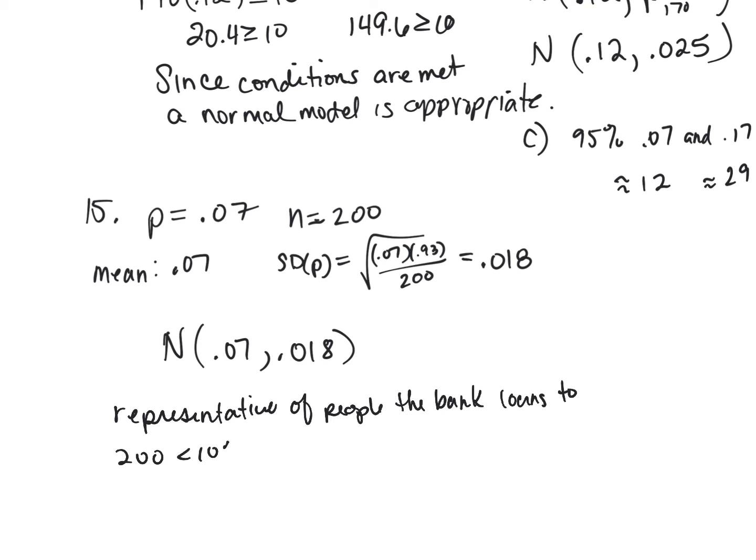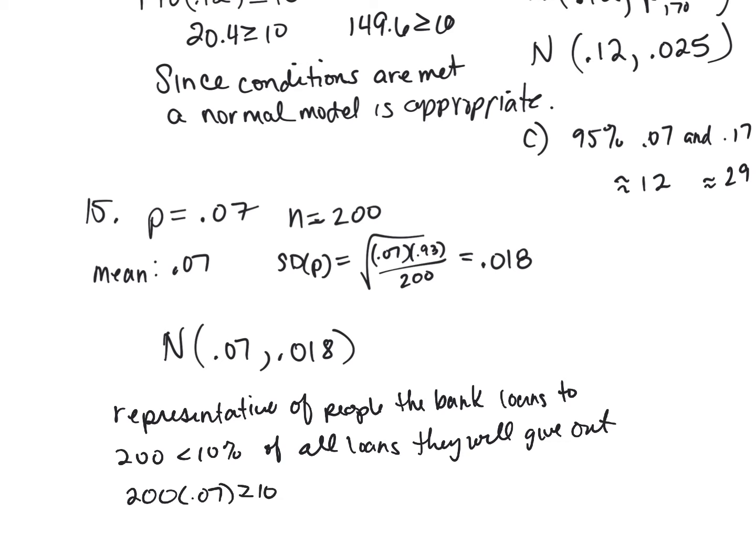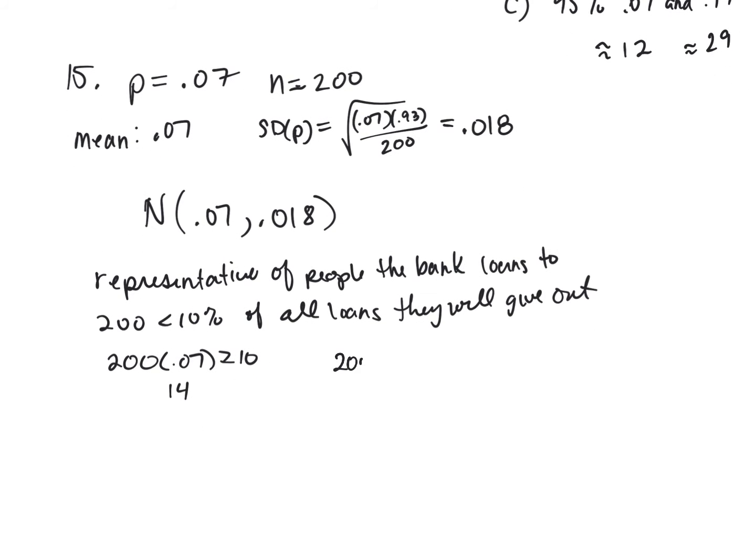200 is definitely less than 10% of all loans they will give out. And 200 times 0.07 is 14, and 200 times 0.93 is 186. So the assumption is that the sample size is large enough, and we check the np and nq condition to make sure that is a reasonable assumption. The assumption that it's independent, we check to see if it's representative and if it's less than 10%.